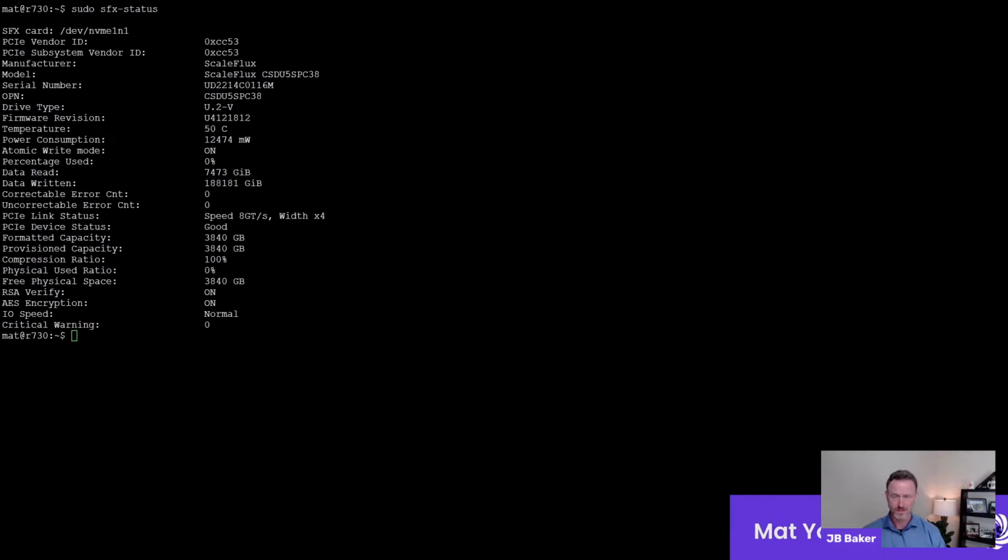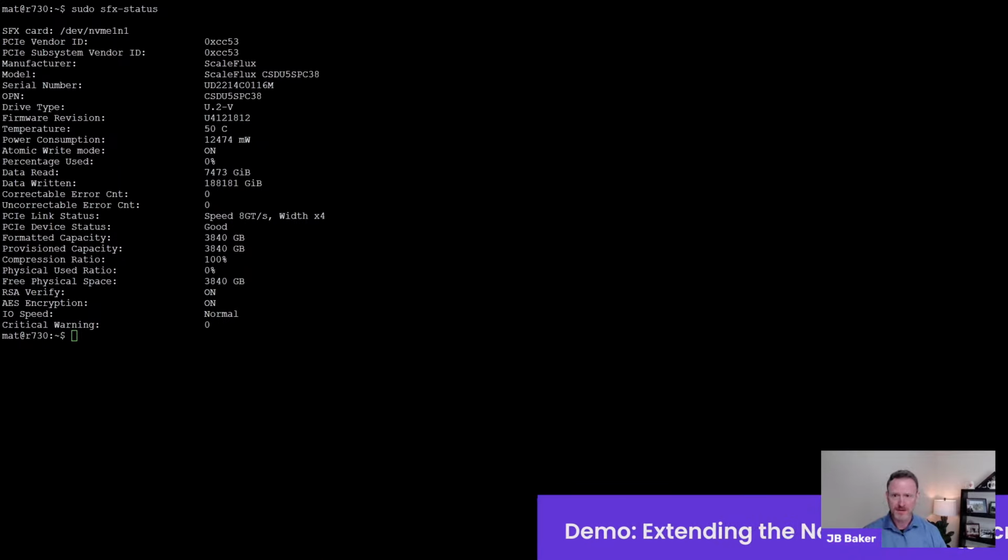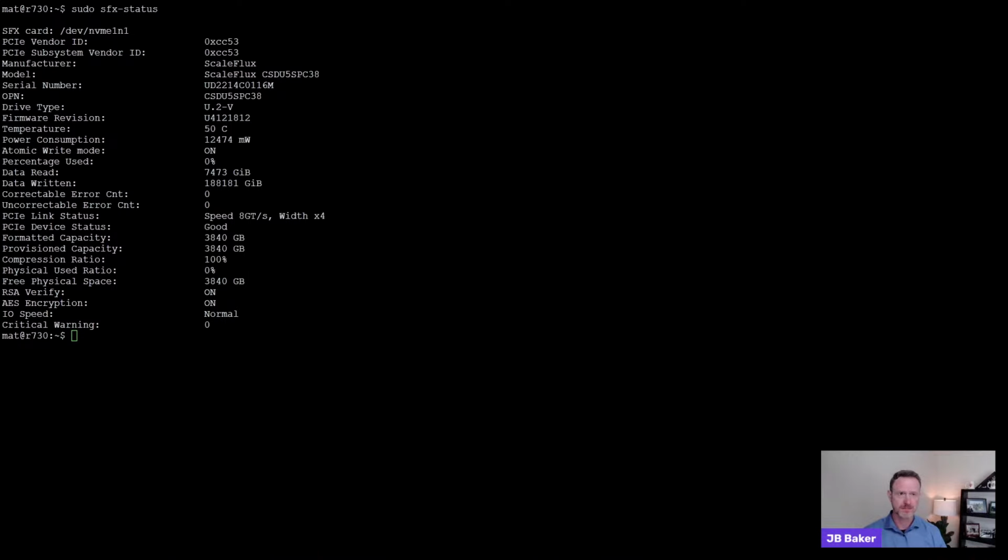Hello. So as we can see on our screen, we've got a 3.84 terabyte device installed in the server, and it's presenting a namespace that's 1-to-1, so 3.84 terabytes. Imagine if we had a data set that had a high degree of compression, so maybe a 3-to-1 or higher. We could actually make this 3.84 look like an 11.5, and I'm going to run you through that process now.